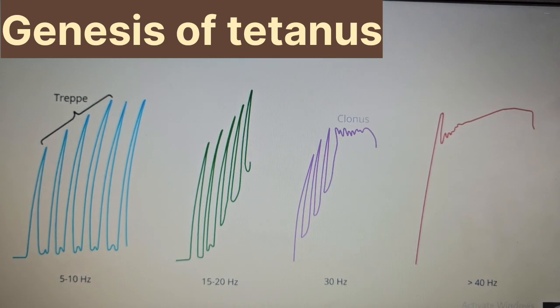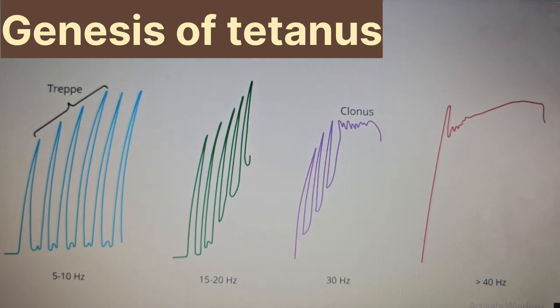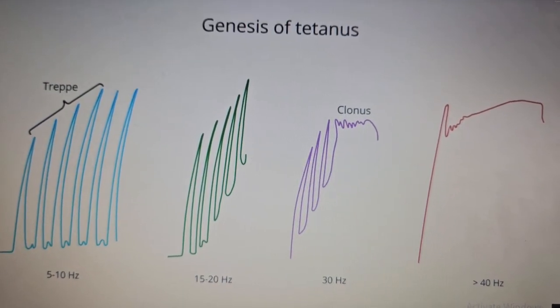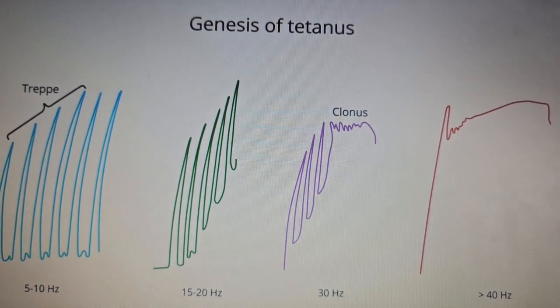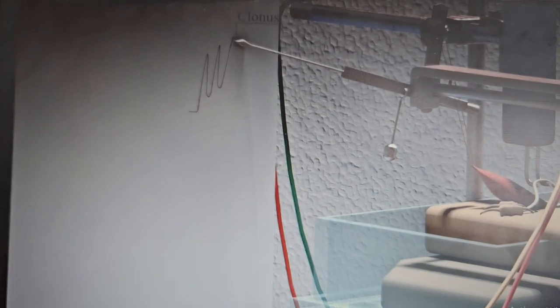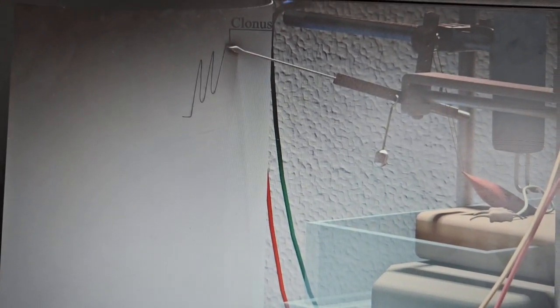Now, let's take a look at the third graph. This graph shows a state called clonus. Clonus is a state of partial tetanus. This is experimental clonus where the muscles show incomplete relaxation in between contractions.